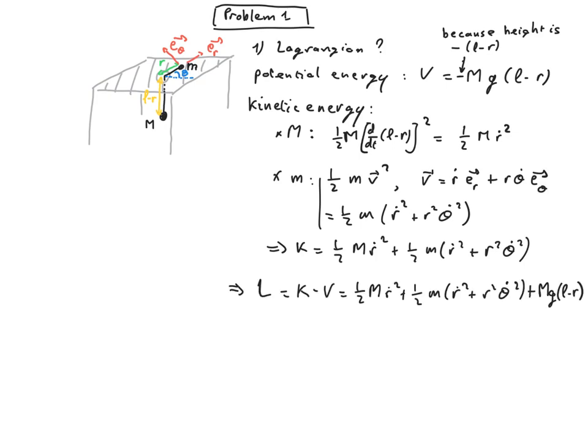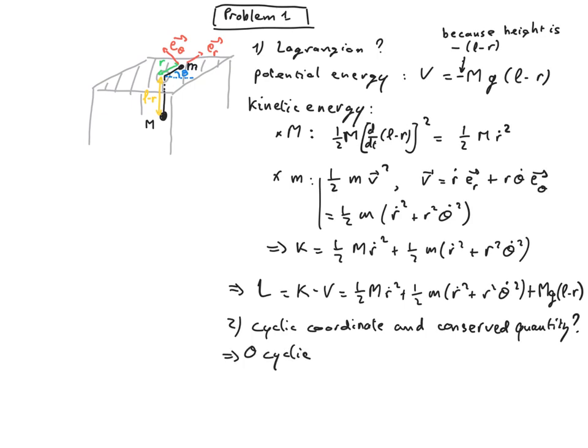A second possible question could be: identify a cyclic coordinate and write the associated conserved quantity. So we see that theta is a cyclic coordinate because the Lagrangian doesn't depend on theta. It depends on theta dot, but not theta. Therefore, the associated canonical momentum is conserved. We recognize the angular momentum, which is conserved in this case.